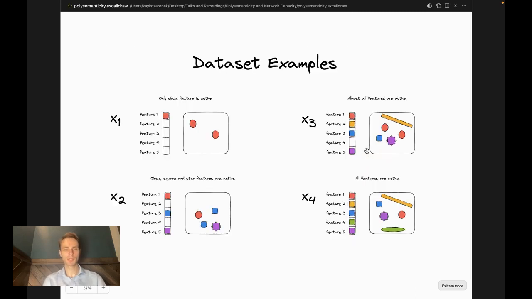To make these rather abstract concepts like feature sparsity and feature importance more tangible, I want to draw your attention to an example here.